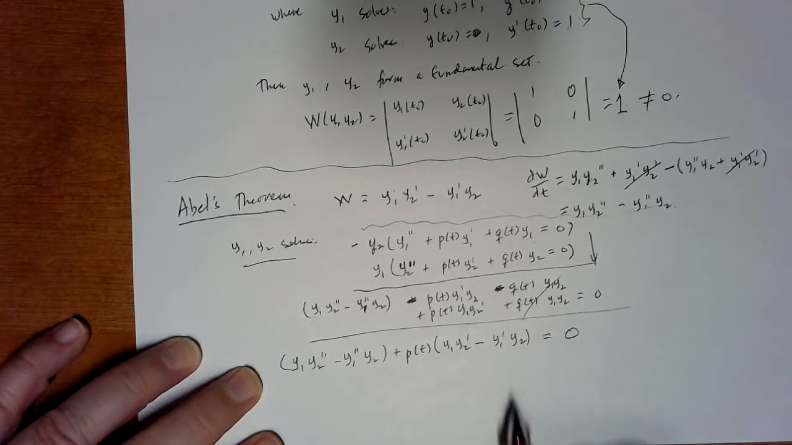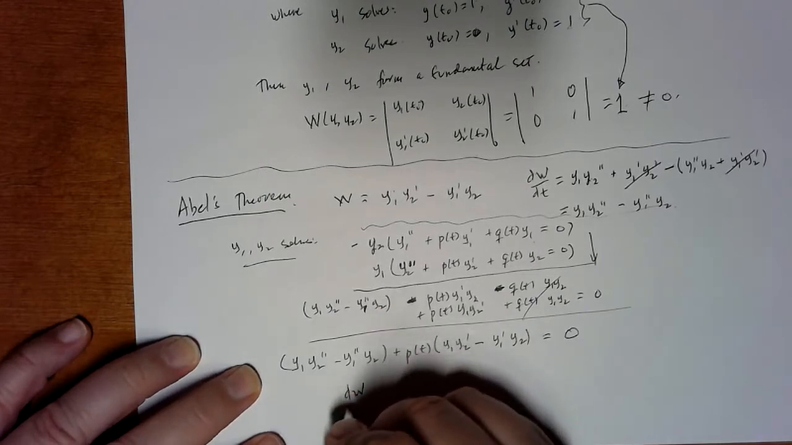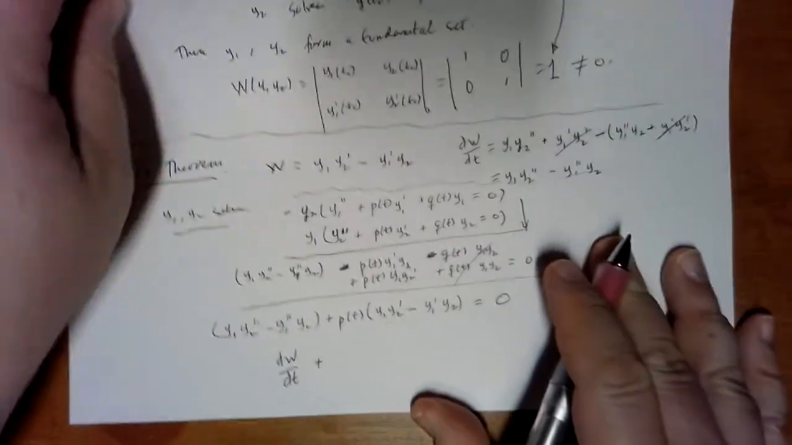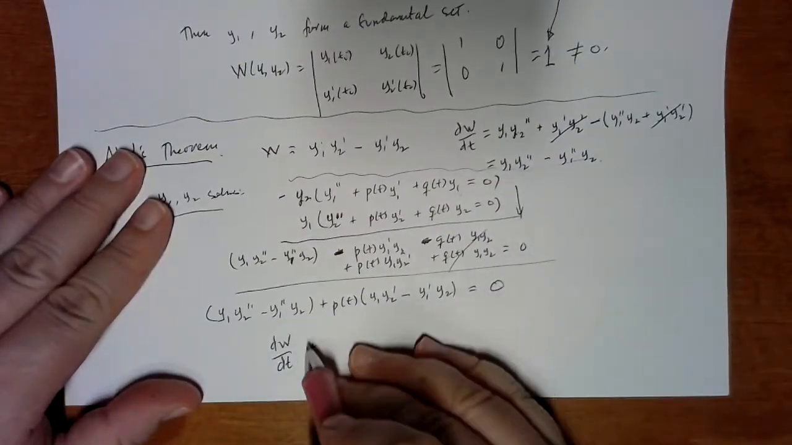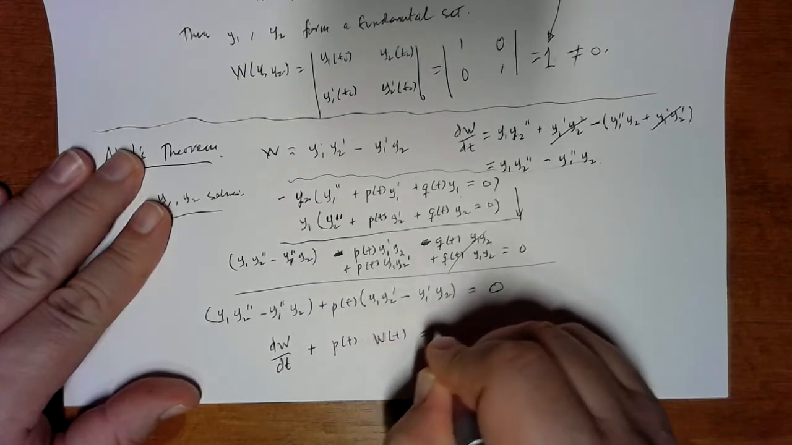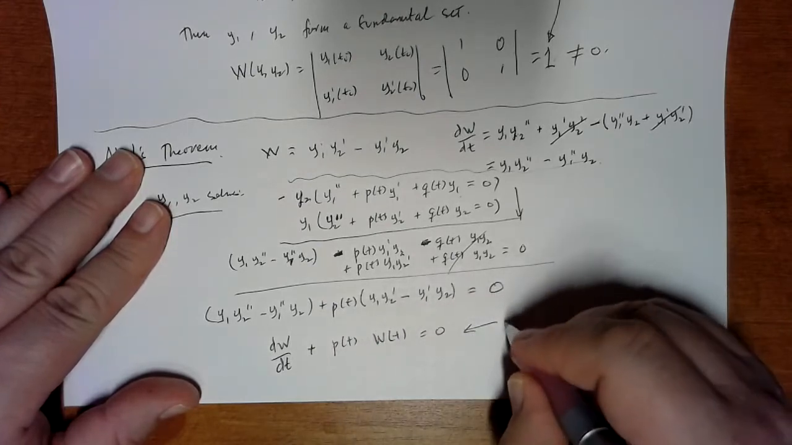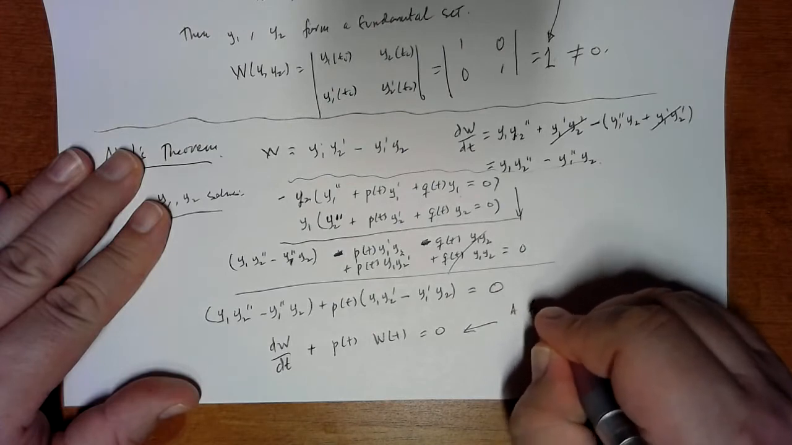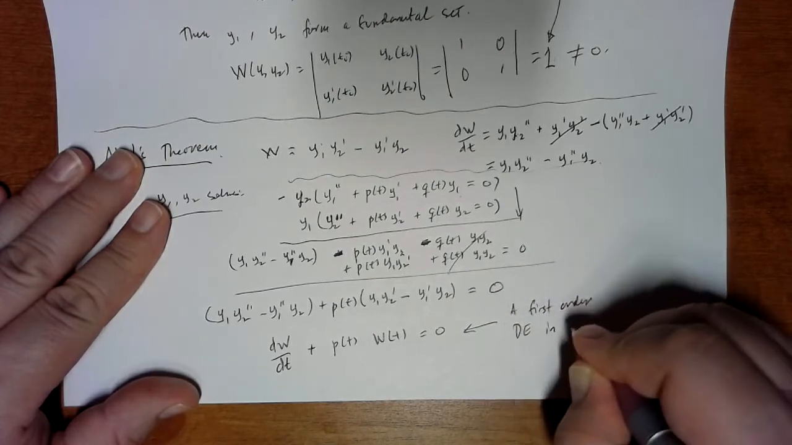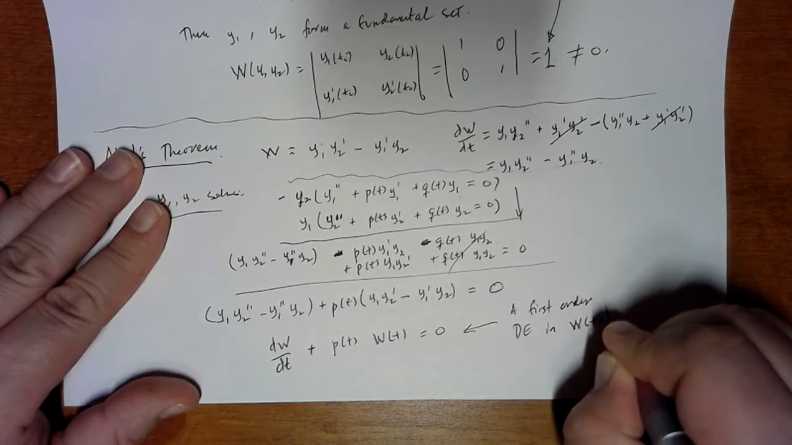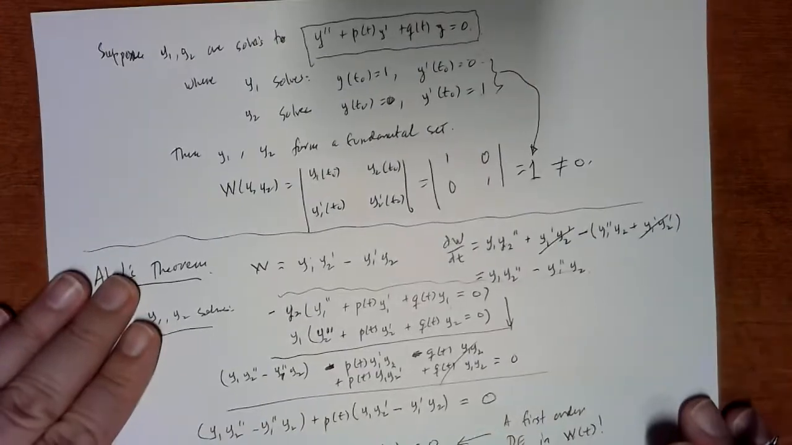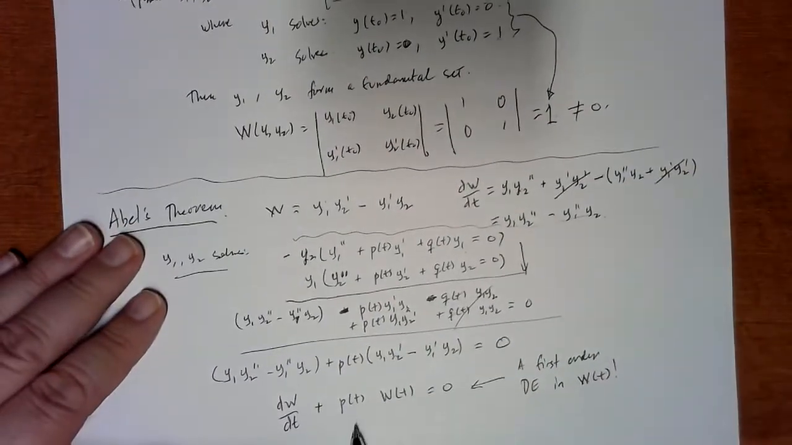Do you recognize this differential equation? It is a differential equation, dw dt plus, oh, this is exciting, dw dt plus p of t times w of t equals 0. This is a first order differential equation in w of t. All right. I wonder if you can solve that.